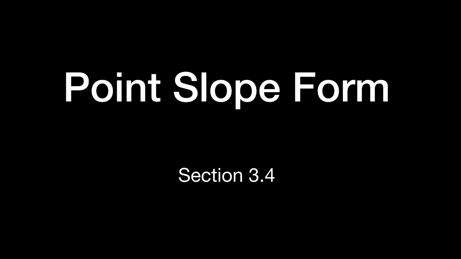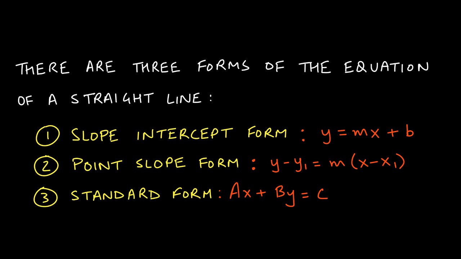Let's get started. Just as a reminder, we had three forms of the equation of a straight line. We already went over the first one, the slope-intercept form, in the last section. That was y equals mx plus b. This section, fairly short, should be about the point-slope form, which is y minus y1 equals m times x minus x1. And we have a third, the standard form. We'll talk about this in the next section.